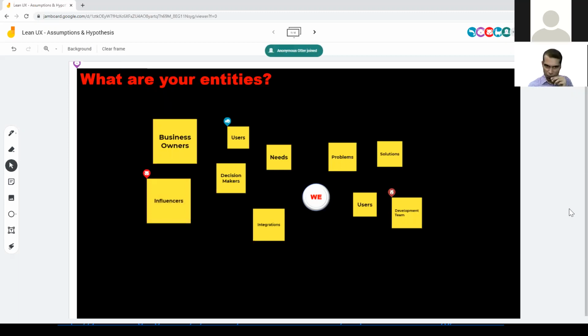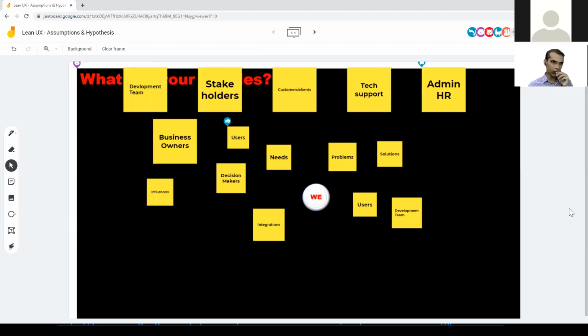I really appreciate someone put development team. Yes, they are a very important entity. Influencers, business owners, very well. You may even want to come up with intangible entities: admin, HR, tech support, customers, clients, very well. You just have 1 more minute and then we'll move ahead.